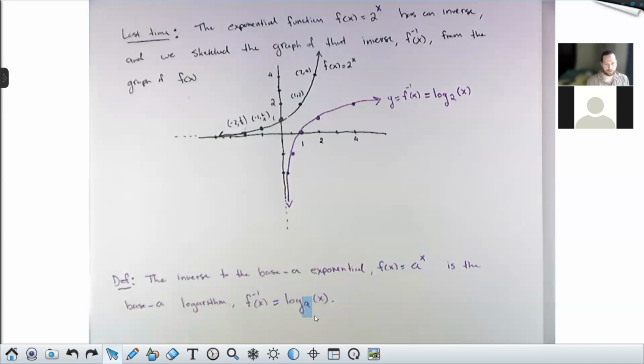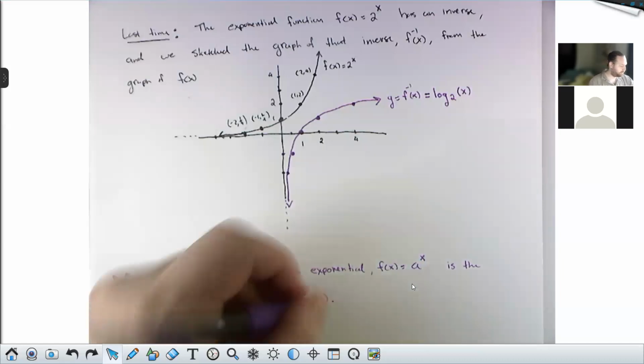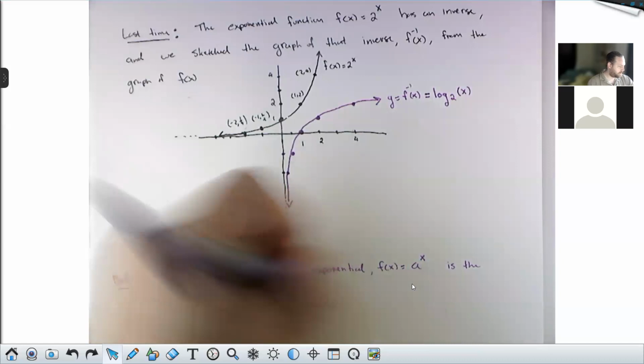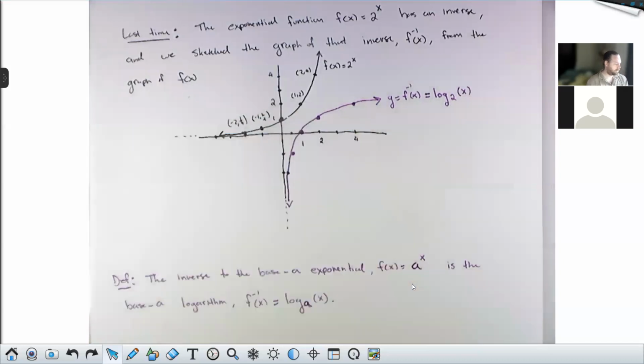So this number a right here, the base of the logarithm, is the same as this number a right here. So this a and this a are the same thing. This guy and this guy. So this guy right here, the purple graph above, is the base 2 logarithm because he's the inverse of the base 2 exponential. 2 to the x has base 2, so his inverse is the logarithm with the base 2.